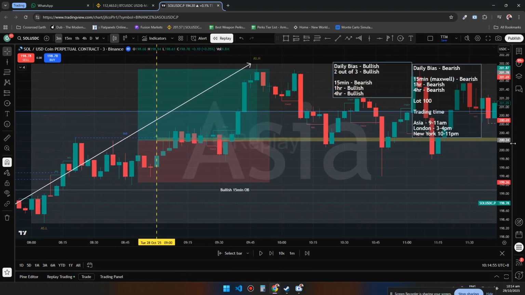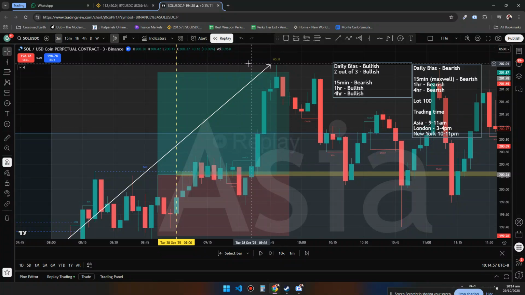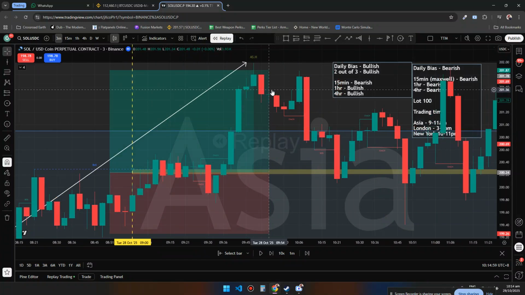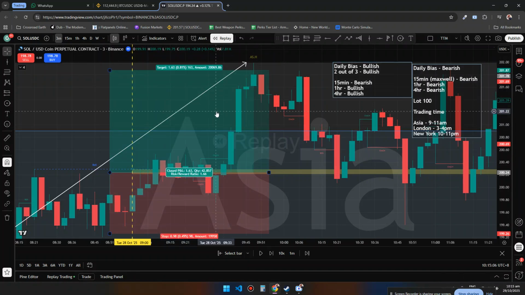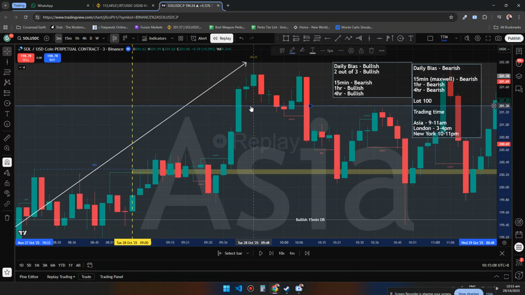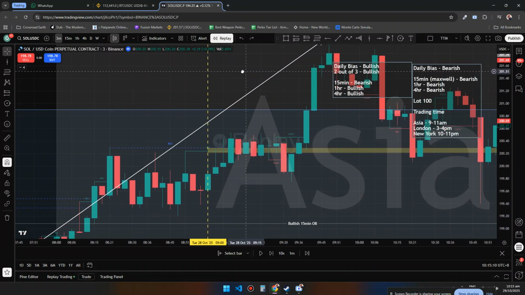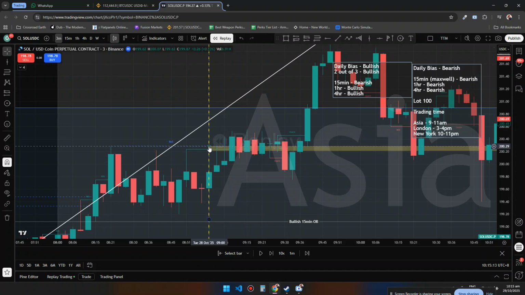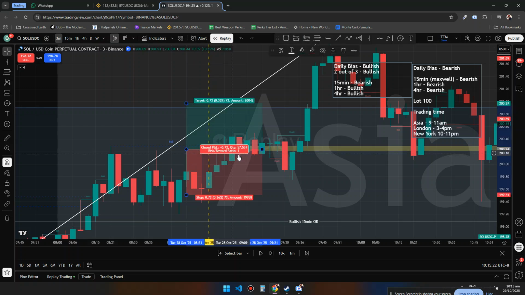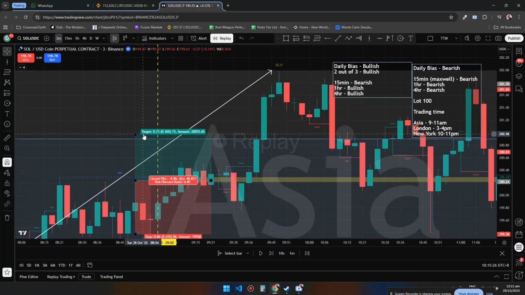Okay, so in the morning, because the daily bias is bullish, what I'm looking for is a change of character, or a break of structure on the bullish side. So you can see from 9 a.m., there's this break of structure appearing. So I'm gonna take a trade like this. All right.